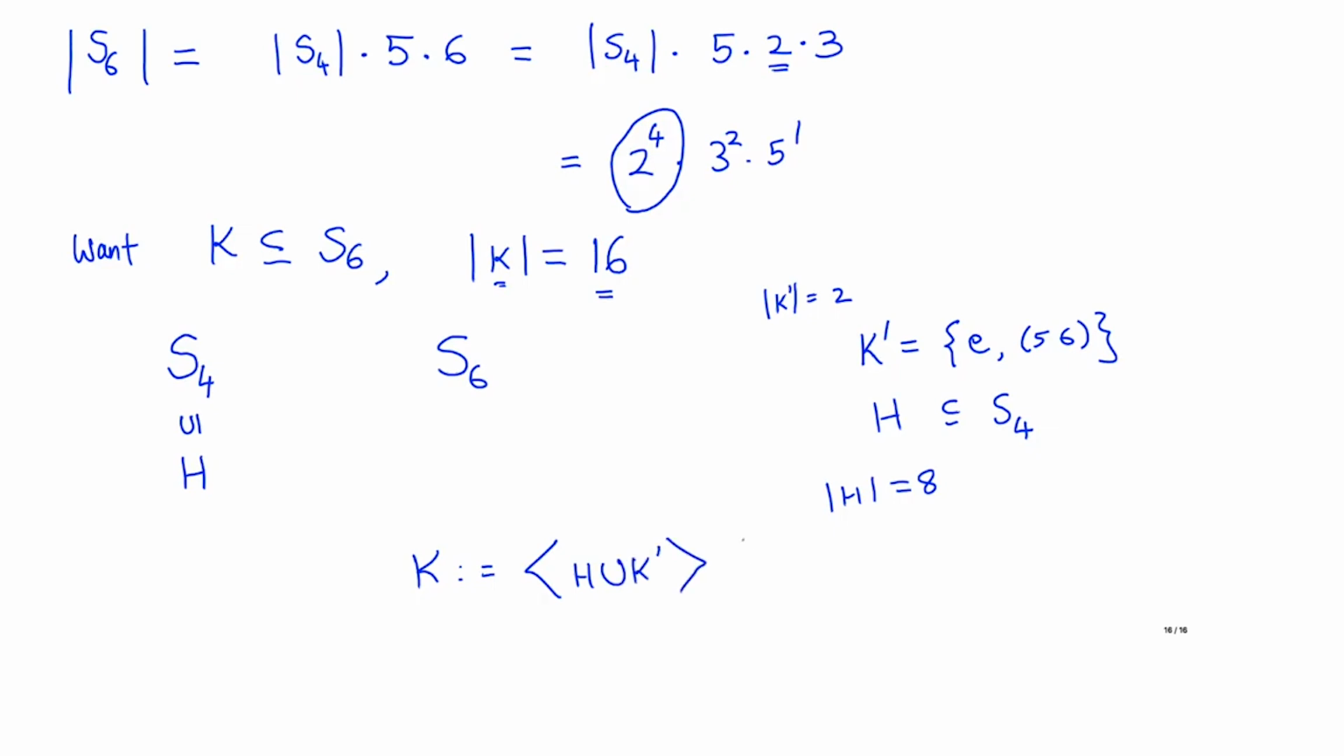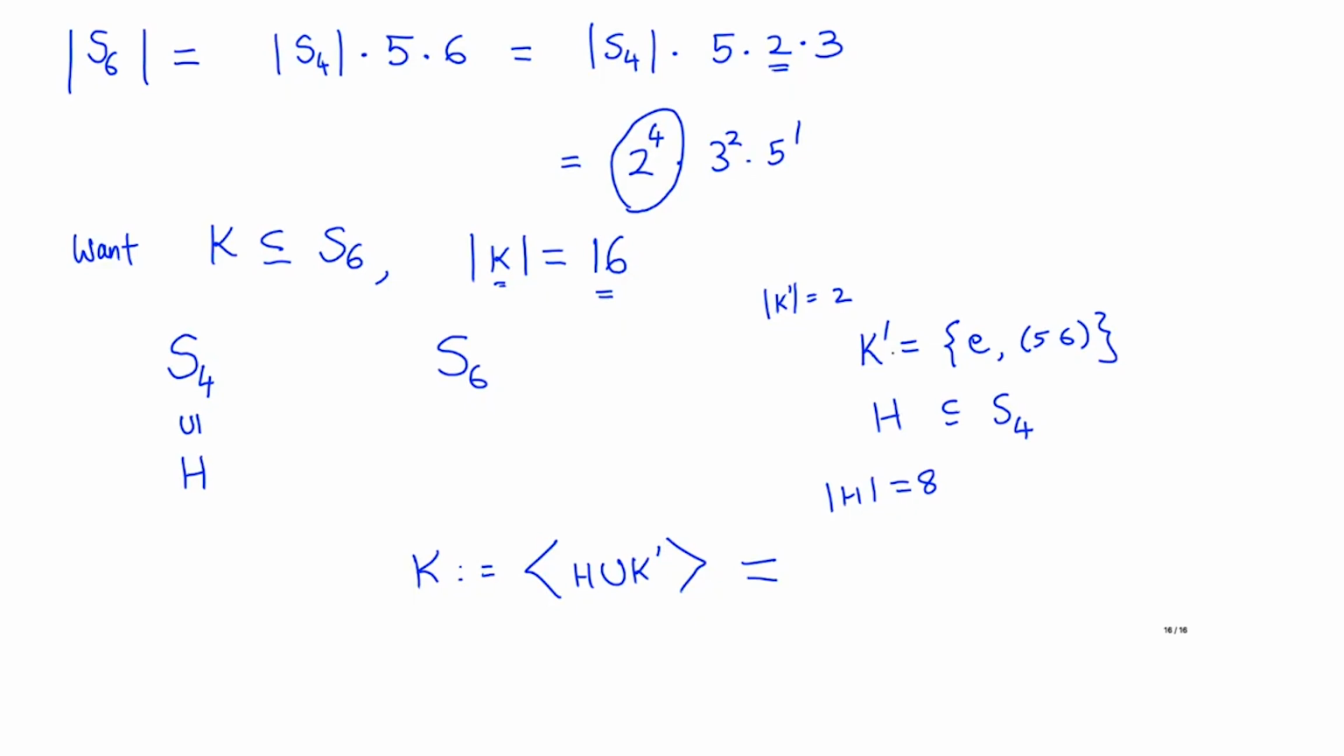Okay, and again I leave this as an exercise, because in some sense every element of K prime commutes with every element of H. Why? Because H only affects the first 4 numbers, right? All elements of H are permutations of 1, 2, 3 and 4, whereas elements of K prime are permutations of the other numbers 5 and 6. So in some sense they don't interact with each other; they act on disjoint subsets of numbers. So every element of H and every element of K prime commute with each other.